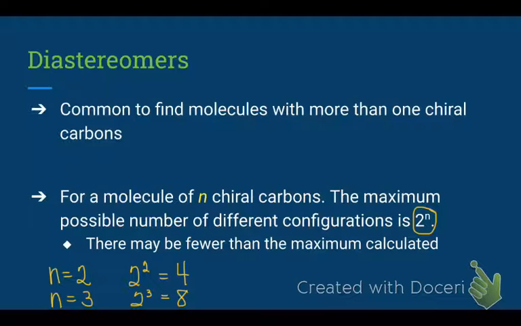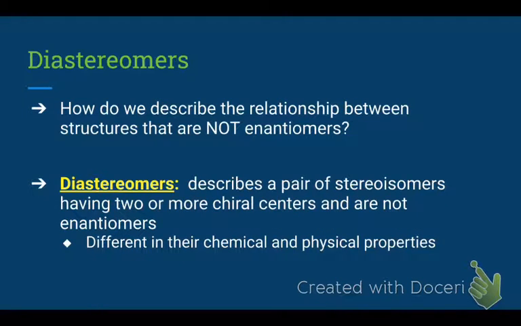So you can see how tedious this can become the more chiral carbons or chiral centers that you have. And notice that I said the word possible. We can have less than the maximum calculated, and if that happens, we say that the compound is a meso compound, and we're going to look at that as well today. So when a structure is not an enantiomer of another structure, the structures, when compared to each other, are called diastereomers, and they have different physical and chemical properties and a different arrangement of atoms in the structure.